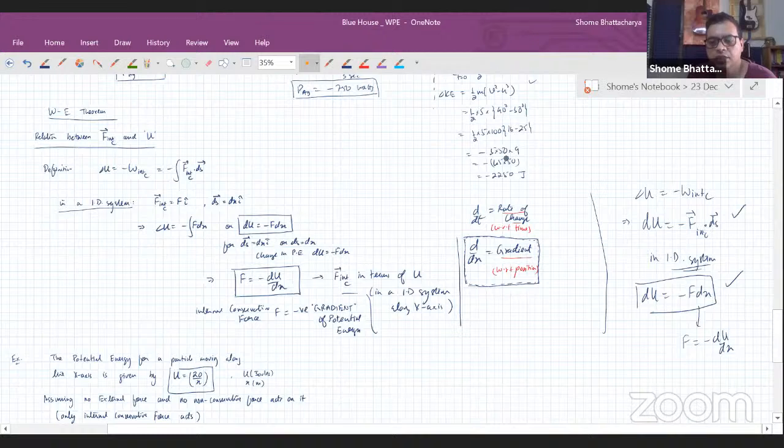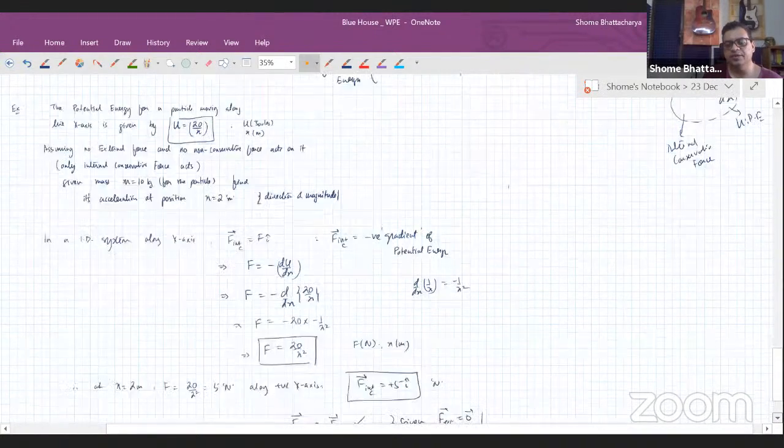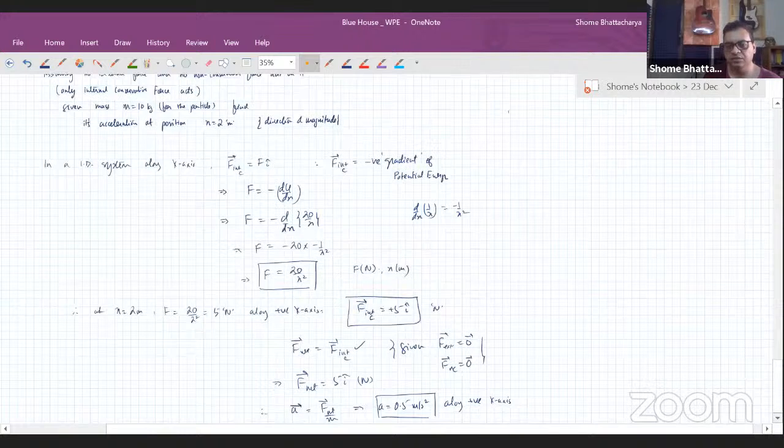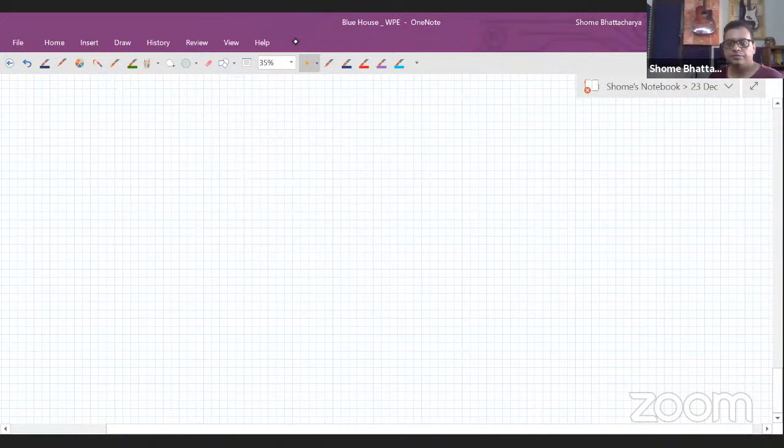So that's why in a 1D system, the relationship between the internal conservative force, here F, and the potential energy is that it is the negative gradient of potential energy. So that is the definition we have used now. So it's like this definition that F is minus dU by dx is the reverse of that earlier definition, that delta U is the negative of work done by the internal conservative force. Okay, now next point, very important.